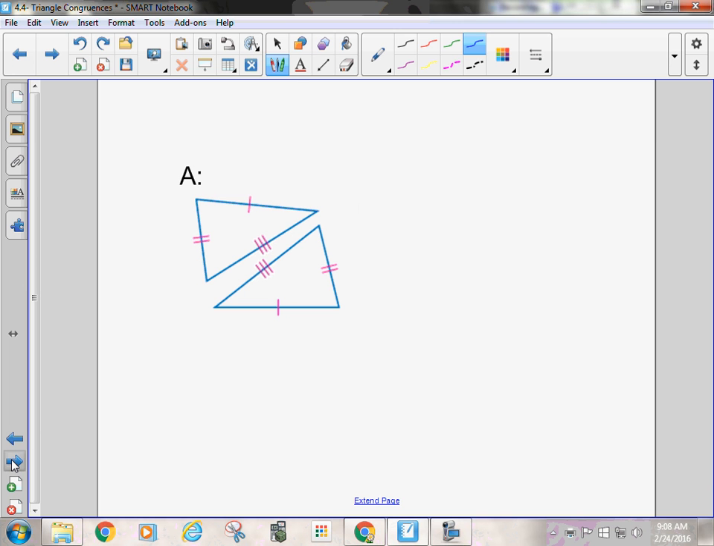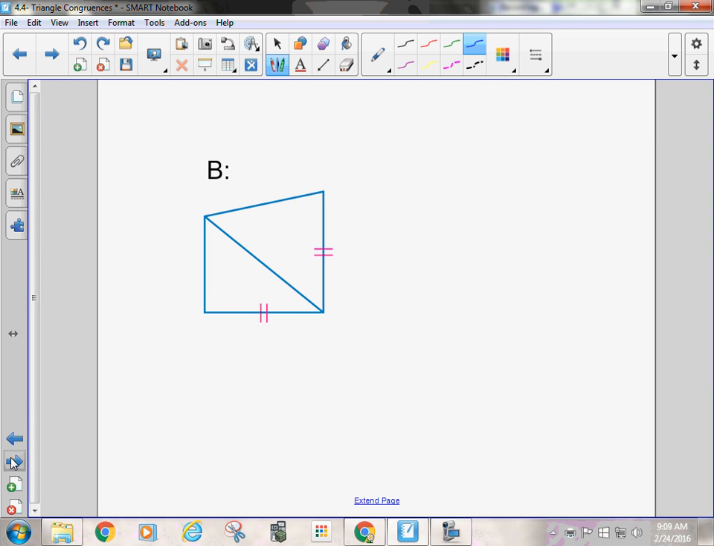Here's some examples. So in this one, I want to know, are these two triangles congruent? Well, yes, they are congruent by side, side, side. And you can use just the 3 letters to abbreviate. That's just fine.